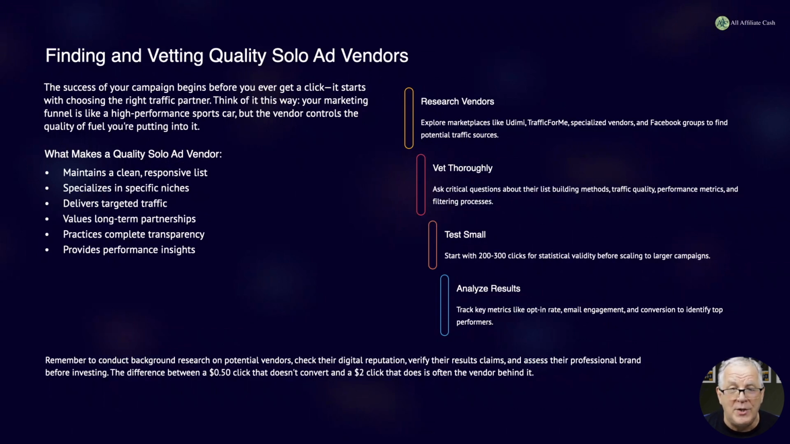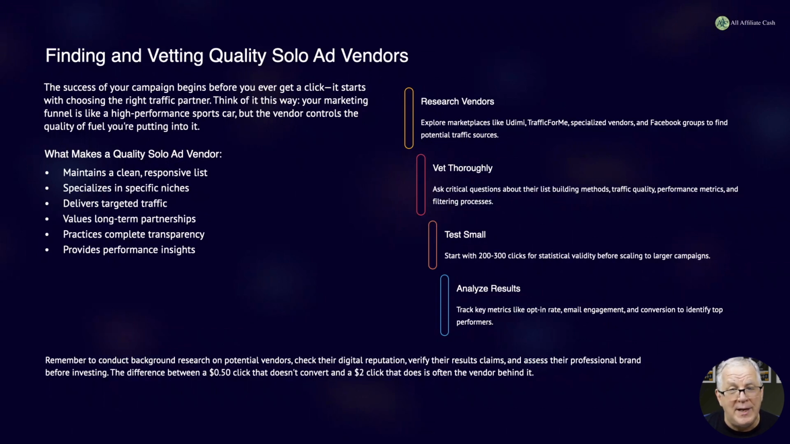They maintain a clean, responsive list, specialize in specific niches, deliver targeted traffic, value long-term partnerships, practice complete transparency, and provide performance insights. Here's your 4-step process for finding great vendors. First, research vendors by exploring marketplaces like UDIMI and Traffic for Me, specialized vendors, and Facebook groups to find potential traffic sources.